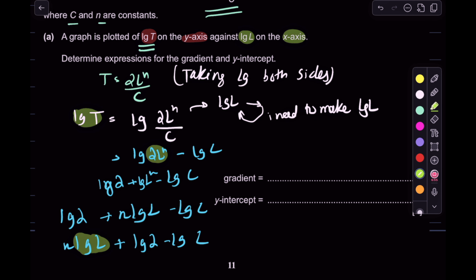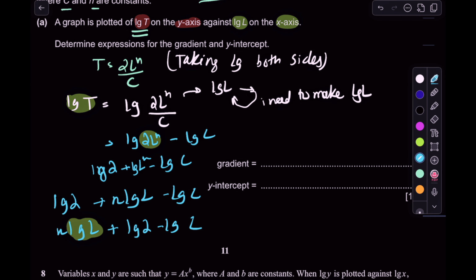Now I can see my x-axis term is expressed. It is not isolated, it is expressed. It is clearly expressed. I can see in my equation the lg L. So finally it becomes lg T is equal to n lg L plus lg 2 negative lg c.